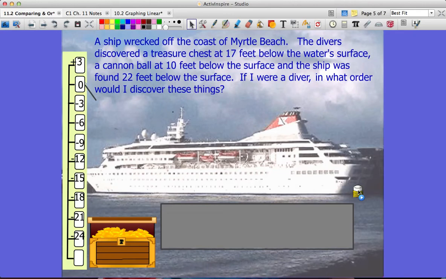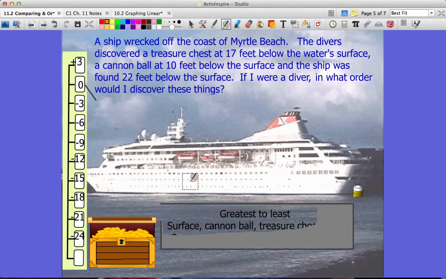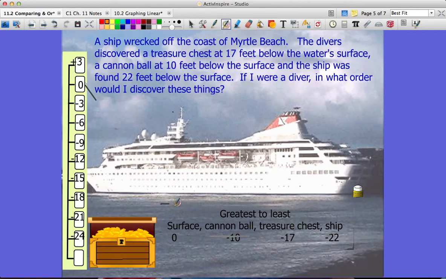Alright, because you're diving, the closer the number is to 0, the faster you're going to get to it because these are negative numbers because it's below the surface, below sea level, below the water surface. Right, so the first thing that you would have found was the cannonball, because that was at -10 feet, and then you would have found the treasure chest at -17 feet, and then you would have found the ship at -22 feet.